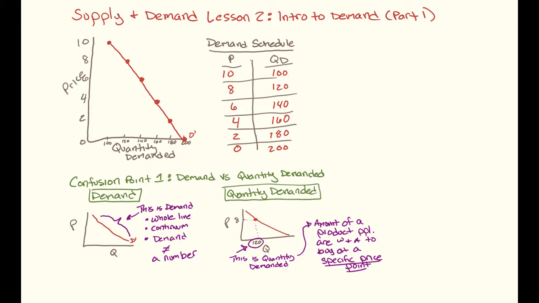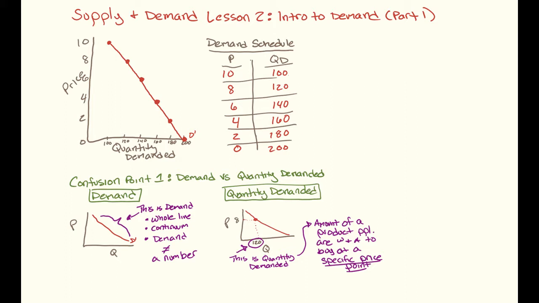So the big things that you want to emphasize is that for demand, demand is a continuum. It is the entire curve. It shows all of the possible quantities demanded at all possible price points. So demand can never be a number because it's showing all of the possible points of intersection between price and quantity. So overall demand basically tells you how many people want a product, not how many people can actually get it, but how many people want it.